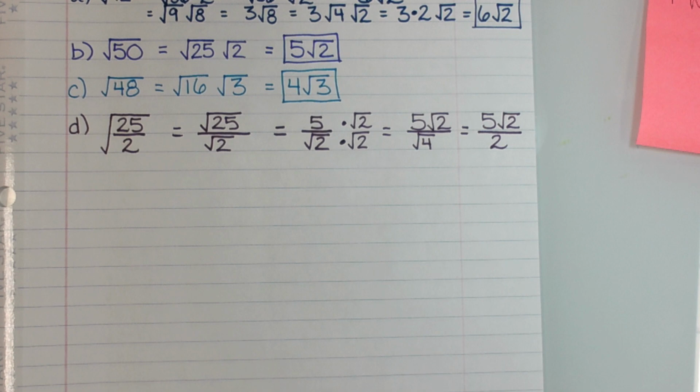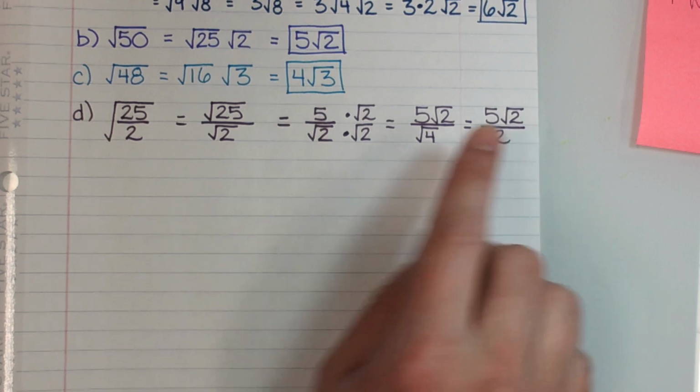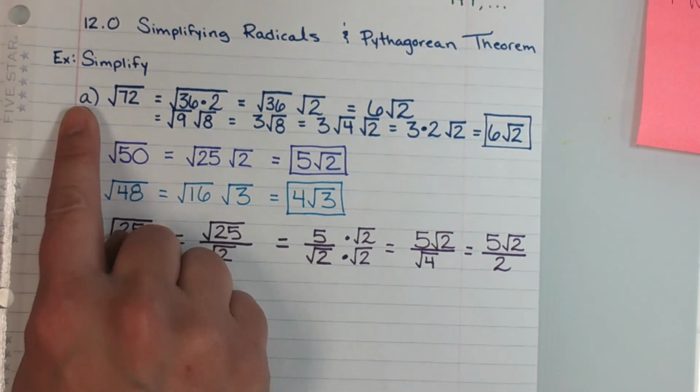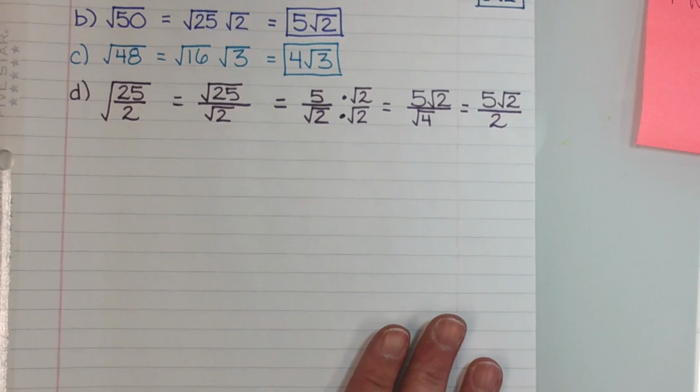Technically, I have to check if that's it. I have to check a couple things to determine if that's my final answer. First off, I see there's a square root involved. The number inside the square root, does it divide by any perfect squares other than 1? No. If this square root was a square root of 48 or a square root of 50 or a square root of 72, I would have to do all this work to get there. It's not. It's a square root of 2.